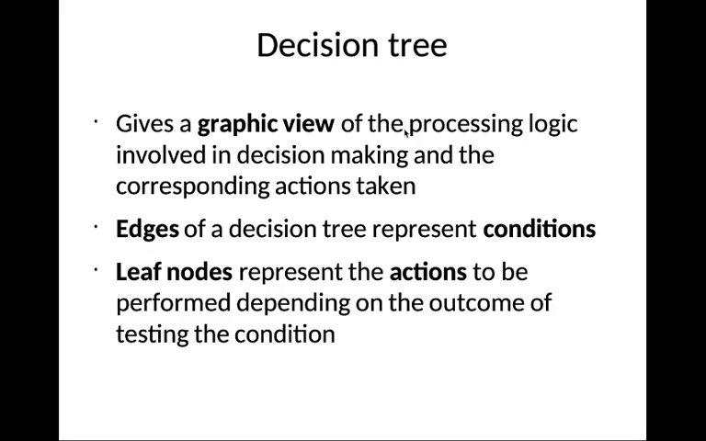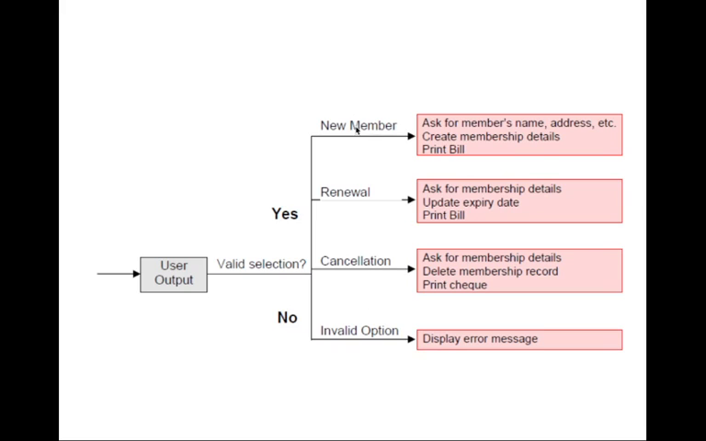So it is a graphic view. The edges correspond to these conditions and the leaf nodes represent the actions. These are the conditions and these represent the actions. If it is a new member, these actions should be performed. If it is renewal, these three actions: ask for membership details, update the expiry date, and print the bill.